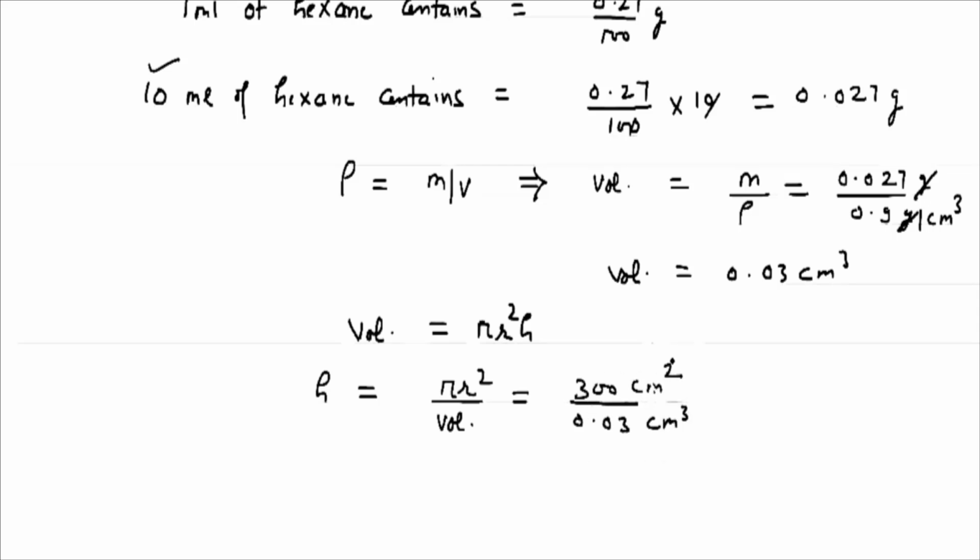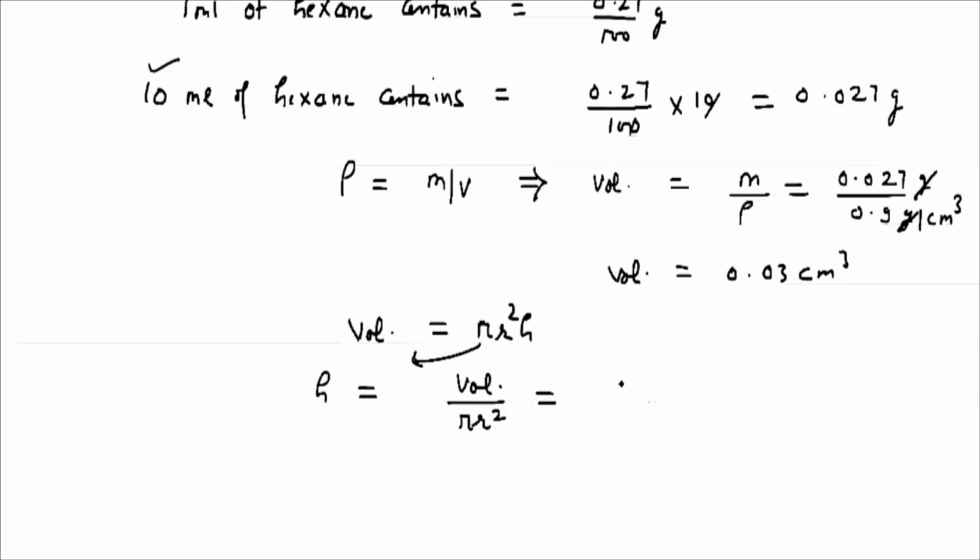Now we have to find out the height of the monolayer. Yes, I have made a mistake here. When pi r square goes to this side, it comes down, so the volume goes up and the area comes down. Now this is correct, so you can correct it.